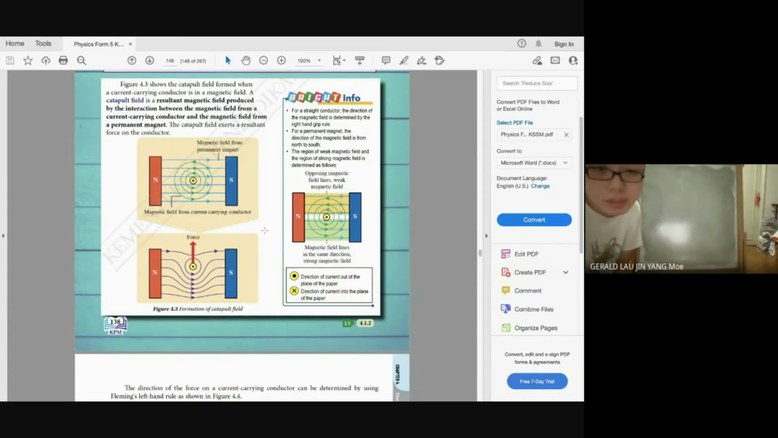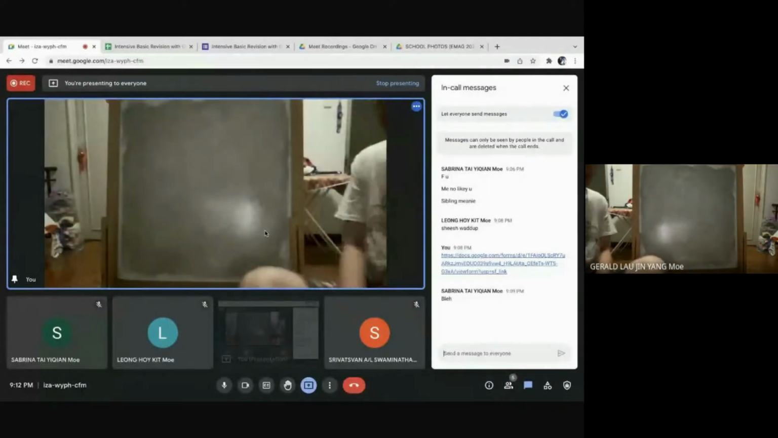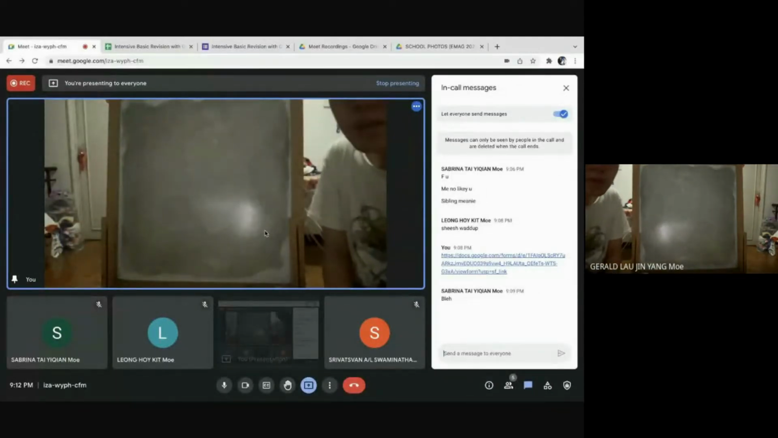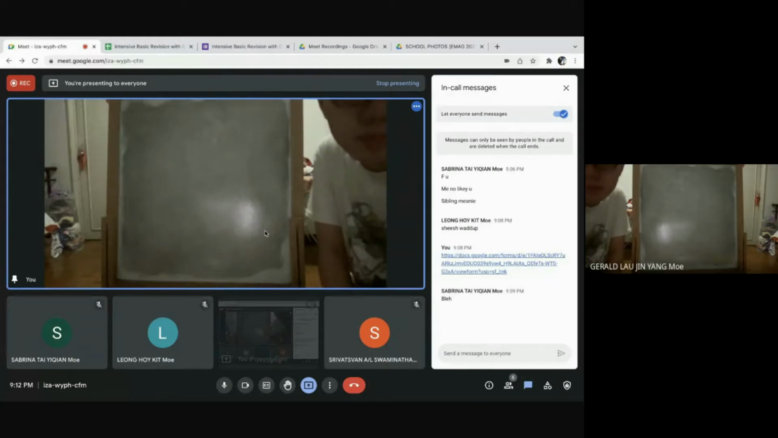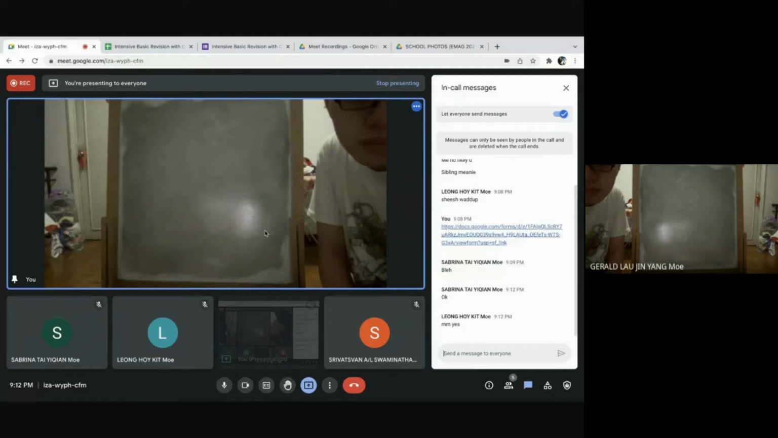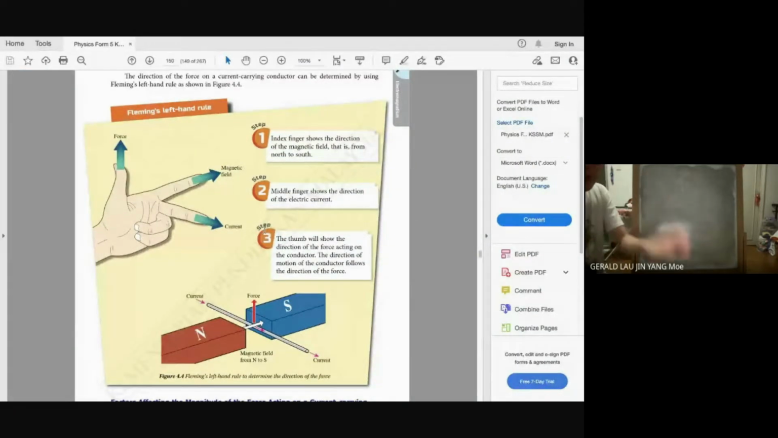Can you understand this one? The right hand grip rule and also the catapult field. So every wire around you, it carries the current, electric current. It actually produces a very weak magnetic field. Okay? Okay, good. Now let's continue to Fleming's left hand rule.